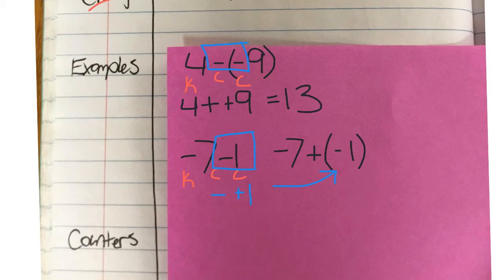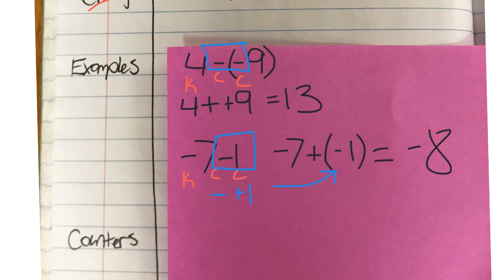Now we follow our addition rules, which tell us same sign, add. So I'm really going to do 7 plus 1, which gets me 8, and I keep the sign of the numbers, and they were negative, so they're going to stay negative.